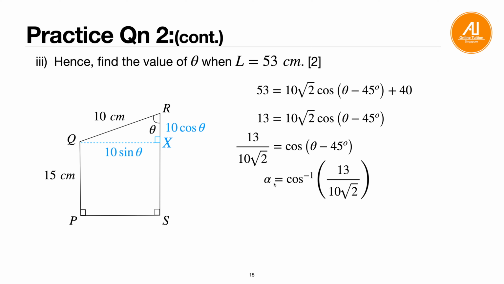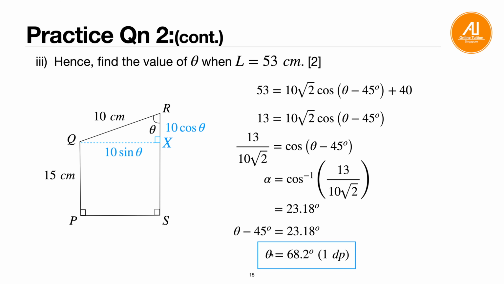So you can find your alpha. Cosine inverse what? This one. So basically you bring your cosine over. 13 over 10 square root 2, you get about 23.18 degree. 2 dp, just to retain your accuracy. Then theta minus 45 degree equals to 23.18. Then just bring this over, you get theta equals to 68.2 degrees. 1 dp. Okay, next.